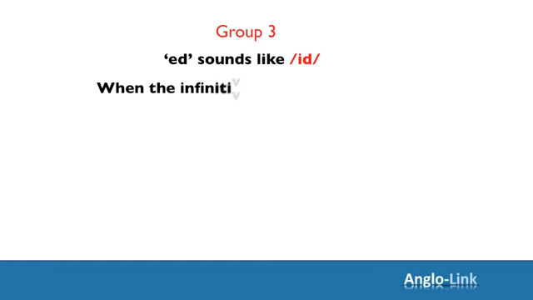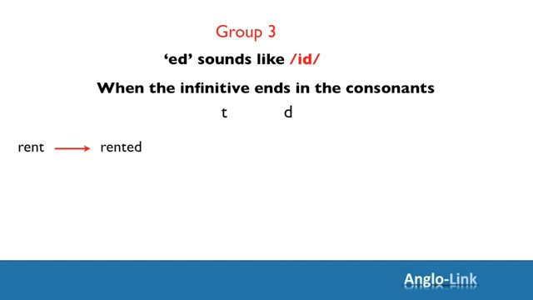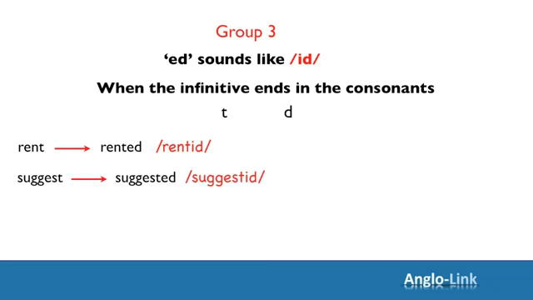Right then, moving on to group 3, when ed sounds like id. This happens when the infinitive ends in the consonants t or d. Let's look at some examples. Rent, rented. Suggest, suggested.